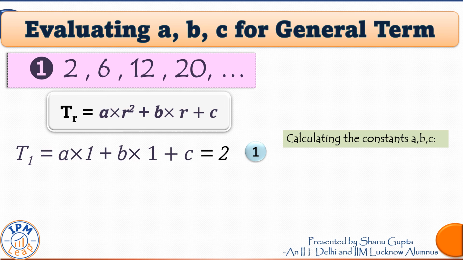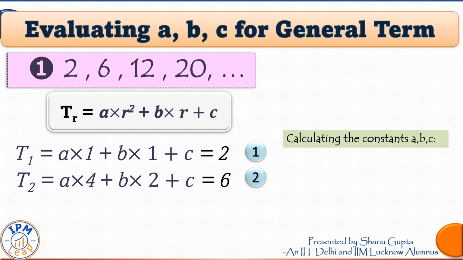We put r is equal to 1 on both sides of this equation to get T1. We get T1 is equal to a into 1 plus b into 1 plus c is equal to 2. Similarly, we put r is equal to 2 on both sides. T2, our second term, will be equal to a into 2 square, which means a into 4 plus b into 2 plus c. And this is equal to the given value 6.